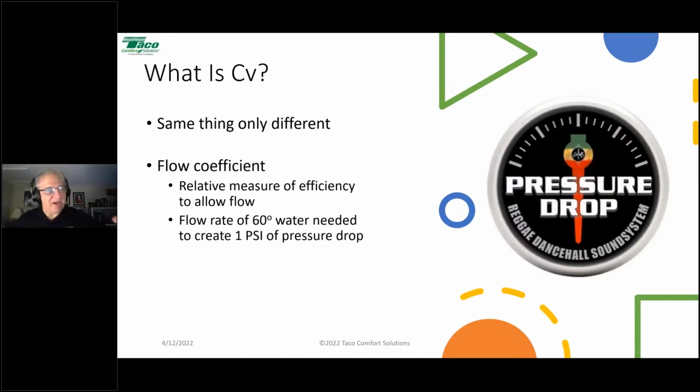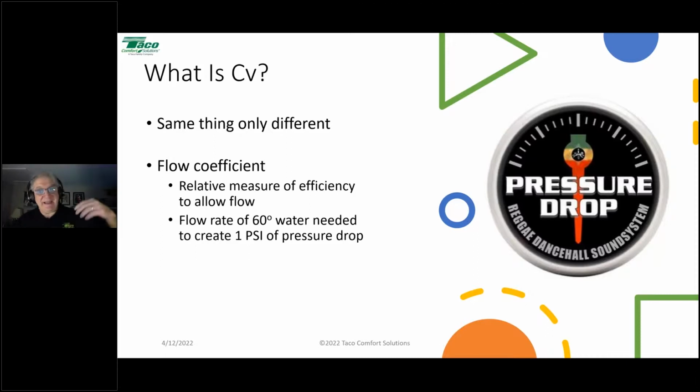So the CV rating of a valve is the flow needed across that valve to create 1 psi of pressure drop. For example, if I had a valve that had a CV rating of 5, that means at 5 gallons per minute, that valve will impart 1 psi worth of pressure drop. And 1 psi of pressure drop, as we know from earlier, is equal to 2.31 feet of head loss.